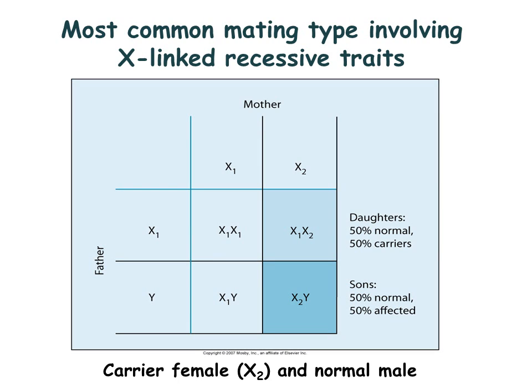Now let's look at some common mating types. With this, typically what we see is that a carrier female has mated with a normal male, and so you can see that 50% of the daughters will be normal, and 50% will be carriers. Meanwhile, the sons, 50% will be normal, and 50% will be affected.